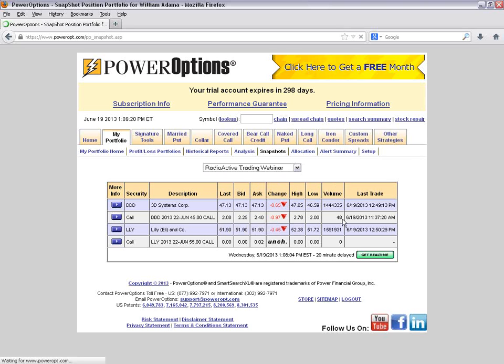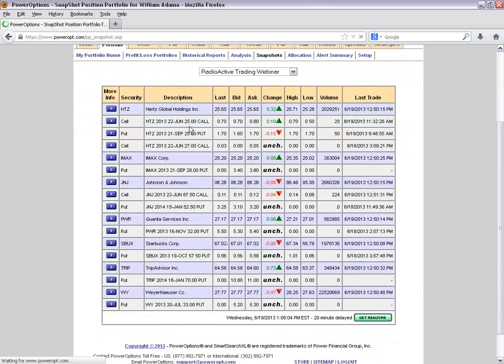Let's go to that radioactive trading one that had many more positions in it. So it just shows me what is the gain or loss on the positions I have on HTZ. IMAX, IMAX is up, but the put's unchanged from today. Johnson & Johnson, stocks down, calls down, puts unchanged, and so forth.